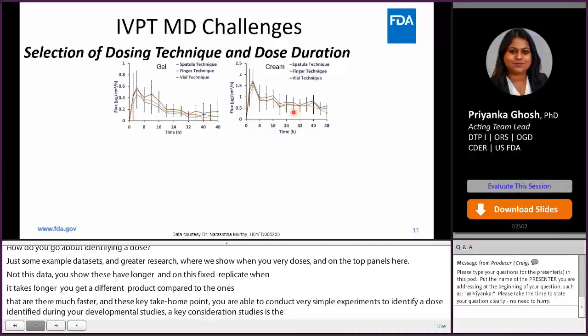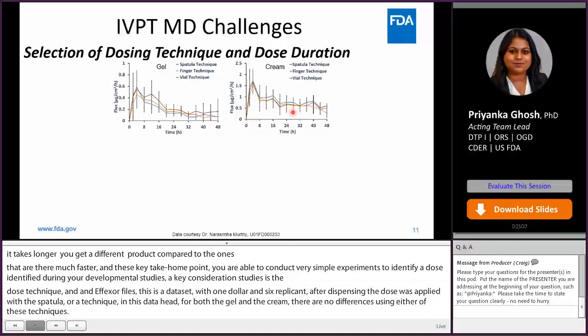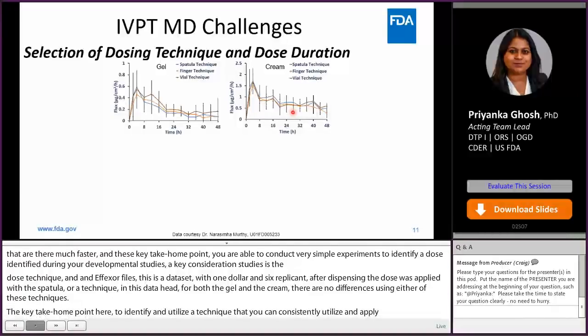But the key take-home point here, again, is to identify and utilize a technique that you can consistently utilize to apply a very small, finite dose of your drug product throughout the duration of your IVPT method validation as well as your IVPT pivotal studies. And of course, we will talk a little bit more about the dose duration in subsequent slides.